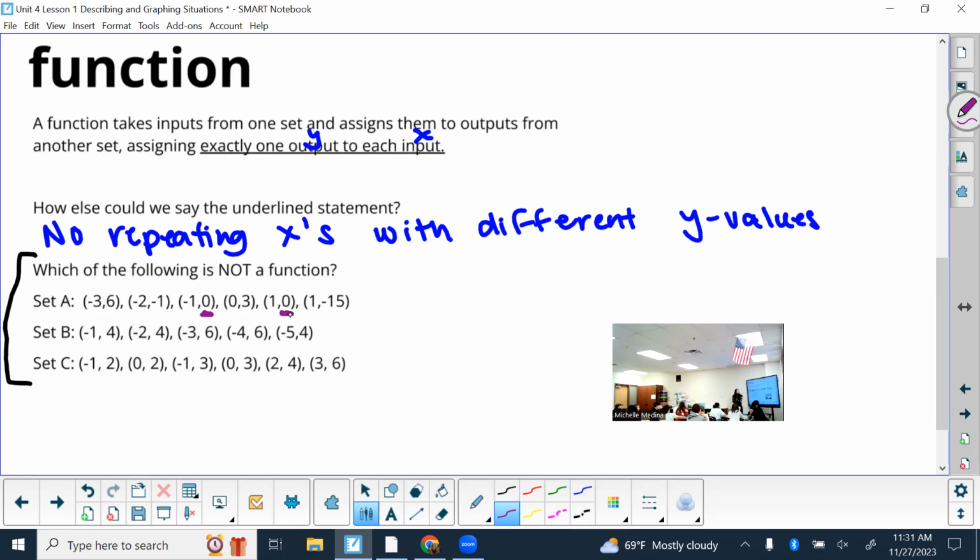Now, class, do we care if the Y is repeat? Is that what it says? Exactly one Y to each X, or no repeating X's with different Y values. So I agree that this is not a function, but that's not why it's not a function. Georgia?